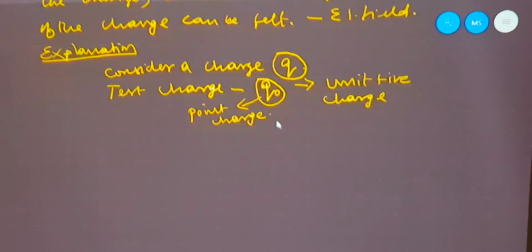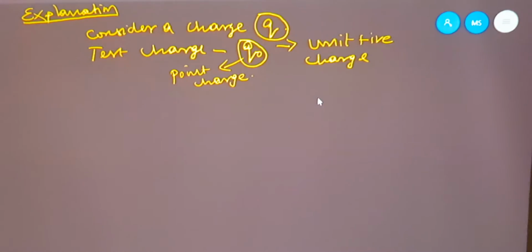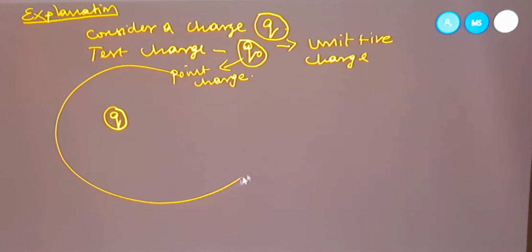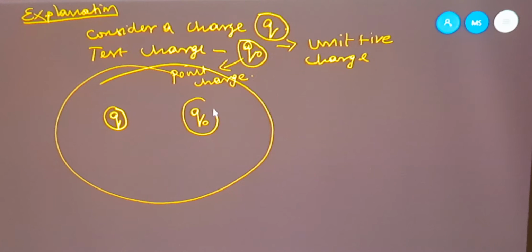How can I get the electrical field now? At one point I have the charge Q. According to Michael Faraday's concept, this charge Q may have its influence surrounding it. Within that influence, or within that field, you place another charge, that is the test charge Q0, at a distance R.